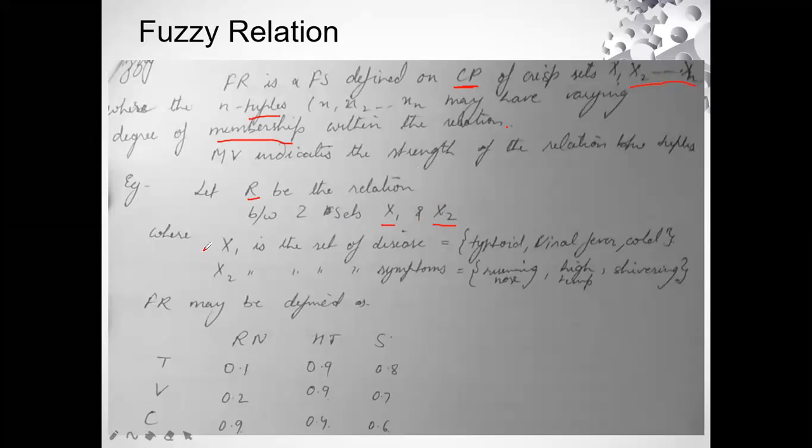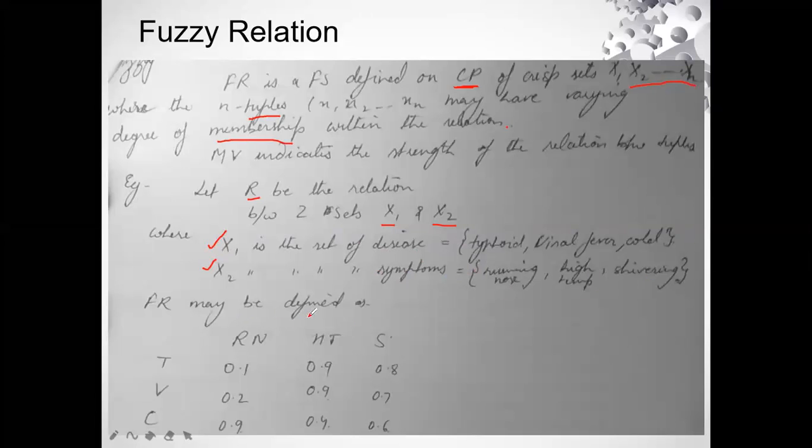Fine. So what are these x1 and x2? In this example, let's say x1 is the fuzzy set of diseases. The elements of this set are typhoid, viral fever and cold, just for an example. Next, we have the second set, termed x2, again a fuzzy set, which is the set of symptoms. So one set is for the disease and the second set is for the symptoms. The symptoms are running nose, high temperature and shivering.